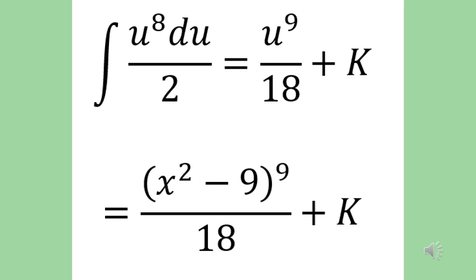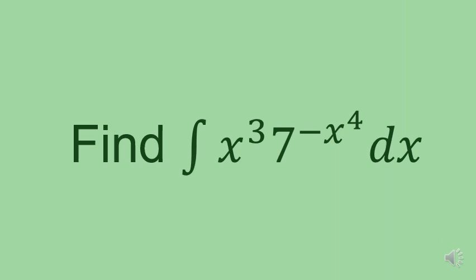Well, this is just a power problem, so I add 1 to the exponent, get u to the 9th. I divide by 9, or that's the same as times 1/9, and that's why I end up getting u to the 9th over 18 plus k. And if I go back and I substitute in what u was equal to, our final answer is going to be x squared minus 9 all to the 9th power over 18 plus k. Got 2 more problems we're going to do as examples.